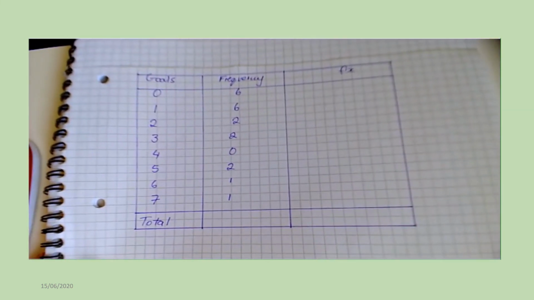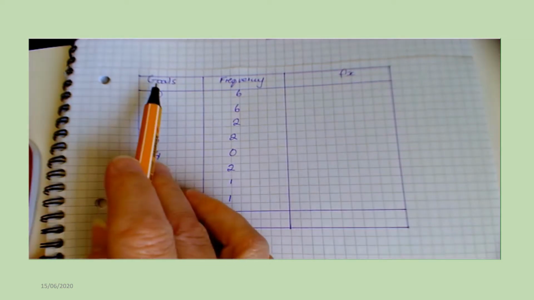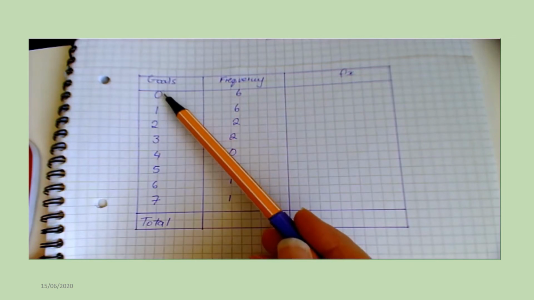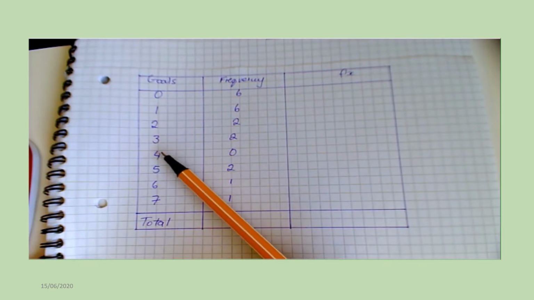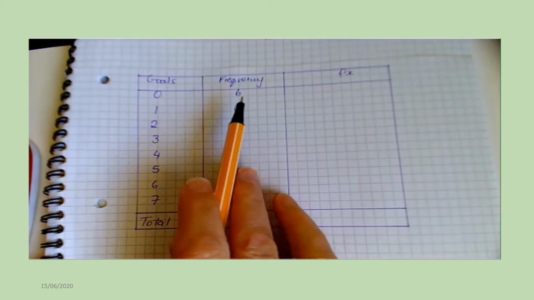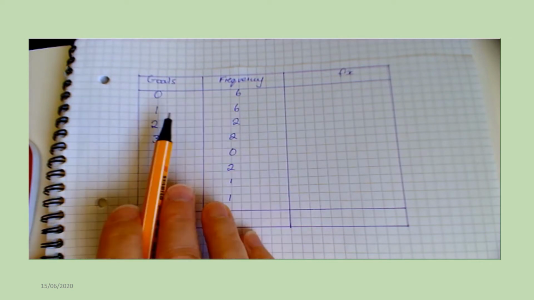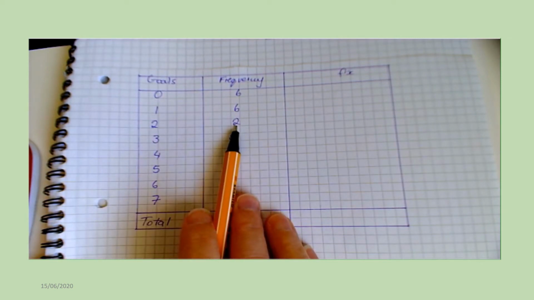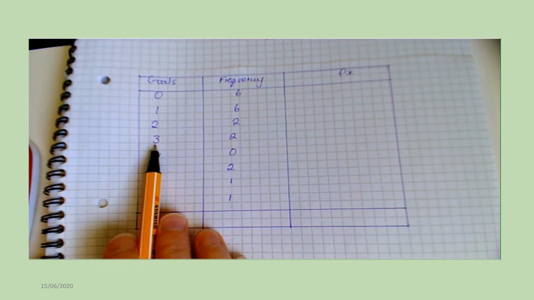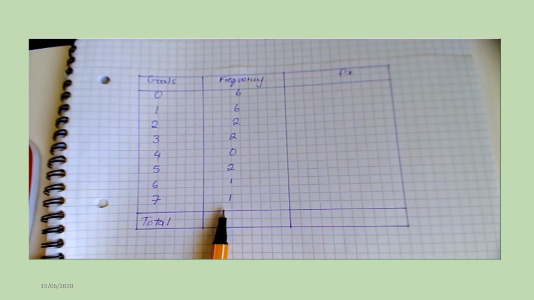So here we go. I have got a frequency table, and I have written down, in 20 games, I had 20 games, and I either scored 0, 1, 2, 3, 4, 5, 6 or 7 goals. And in 6 games, Arsenal scored nothing. In 6 games, they scored 1 goal. In 2 games, they scored 2 goals. In 2 games, they scored 3 goals. In none of the games they played, they scored 4, and so forth.